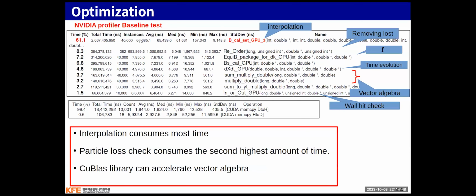So this one is the optimization process. As you can see, the most expensive time consuming process is the interpolation procedure. It takes 61%. The other one is the check of whether a particle is outside or inside, the reorder and in or out of the GPUs. These two consume 10%. The other one is linear algebra. So interpolation consumes most time, then particle loss checks, and we can reduce time by using a CUDA-based library.